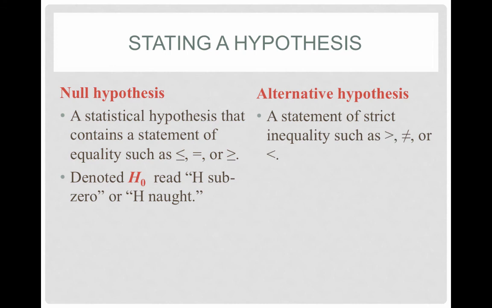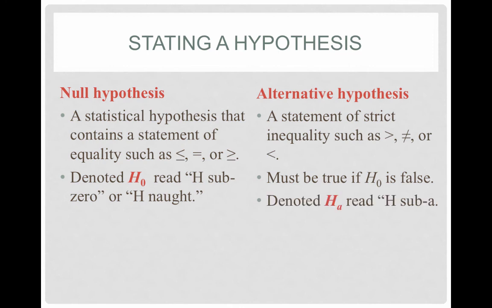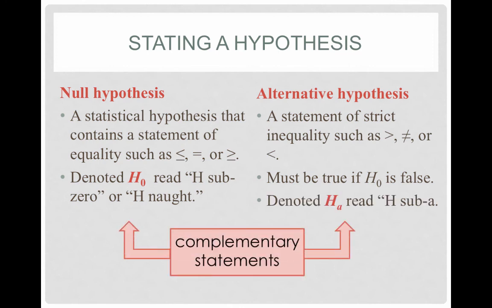All right, on the flip side, we're going to have an alternative hypothesis. This is a statement of strict inequality. All right, what are examples of strict inequality? Well, that's simply strictly greater than, strictly less than, or not equal to. And it must be true if our null hypothesis is false. And it is denoted H sub A. All right, and so you can read it H sub A. Oftentimes you'll just hear me refer to it as the alternative hypothesis.